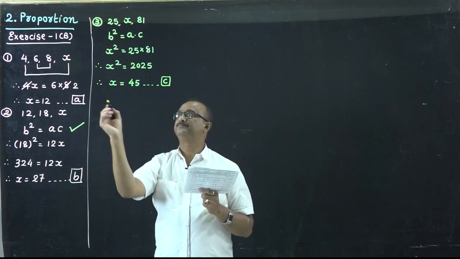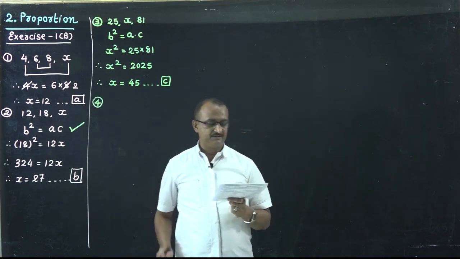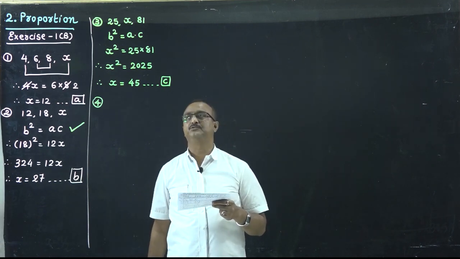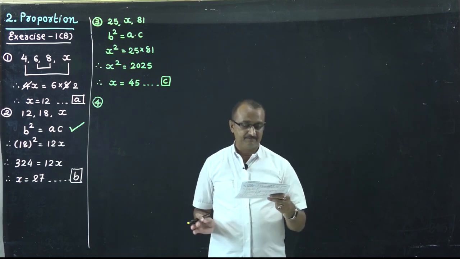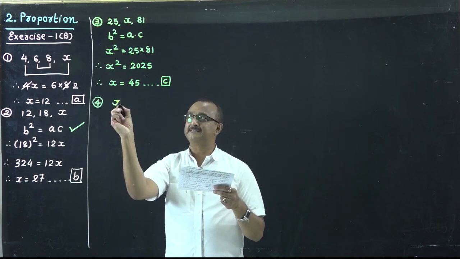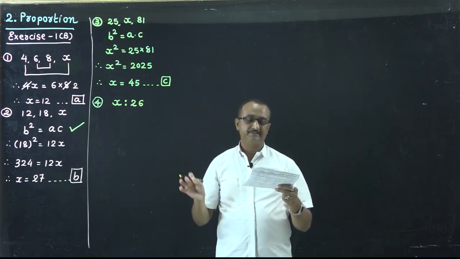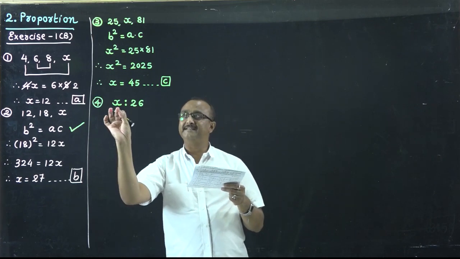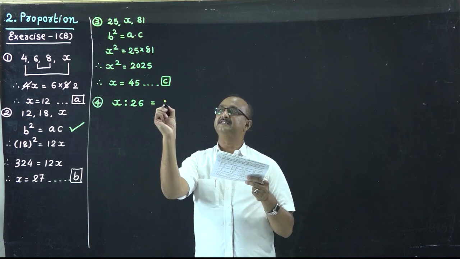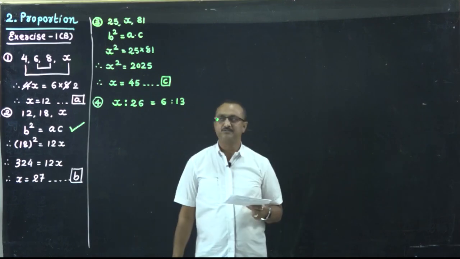Question number 4: the number which has the same ratio to 26 that 6 has to 13. Again, remember carefully. The number which has the same ratio to 26, so we can write x is to 26, the number whose ratio with 26 is equal to 6 is to 13. Okay, it is equal to 6 is to 13.